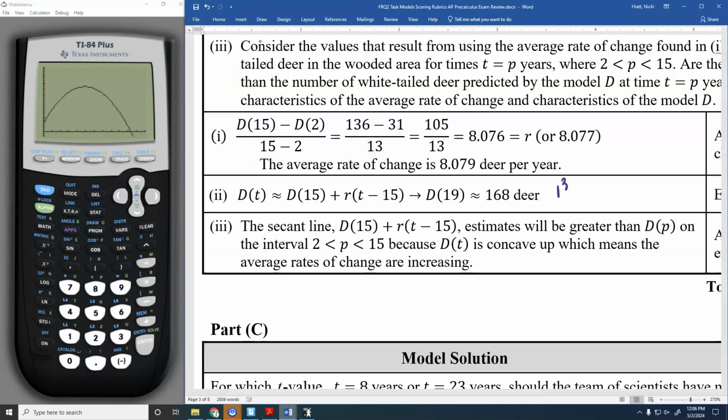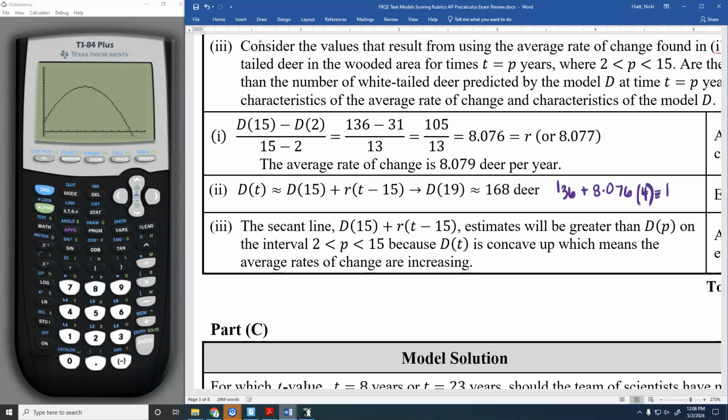I would say 136 plus 8.076 times 4 equals, and you get like 168.3 something something. Does anybody have a decimal on that? 308. I would write down that decimal. And then, underneath it, I'd say 168 deer.